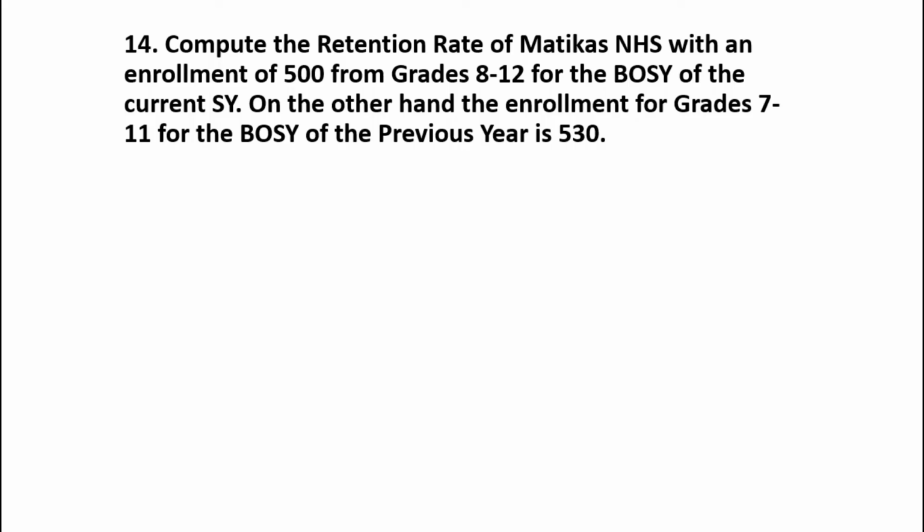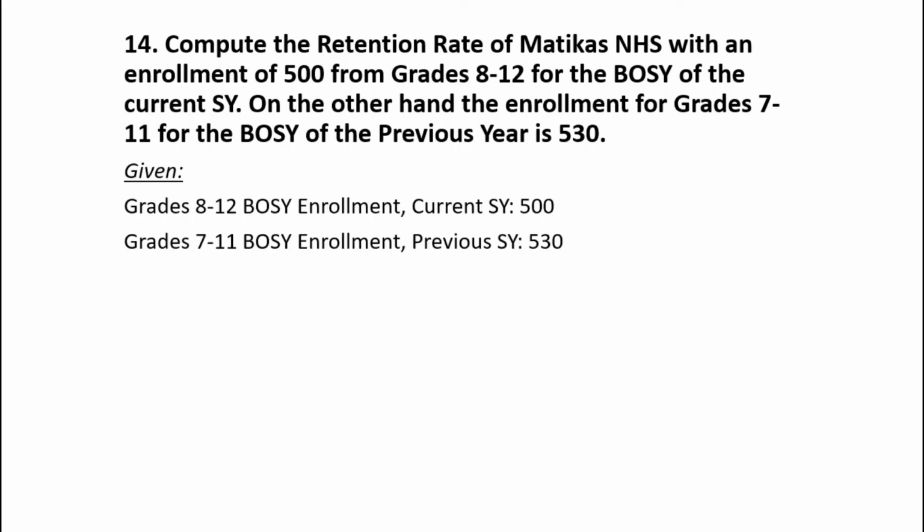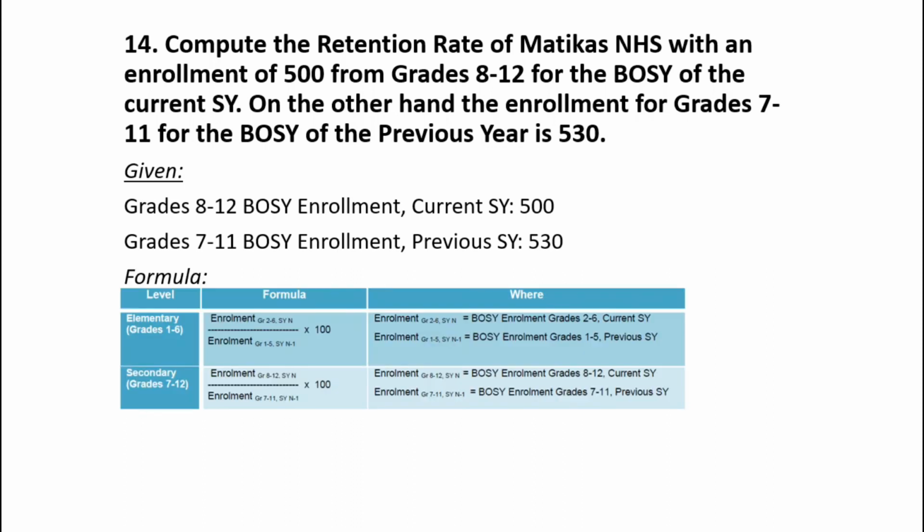Time is up. Let me show you the given. The given for grades 8 to 12, beginning of school year enrollment is 500. Grade 7 to 11, beginning of school year enrollment for the previous school year is 530. So this is the formula for elementary and secondary. But we are talking about Matikas National High School, so it is a secondary school.